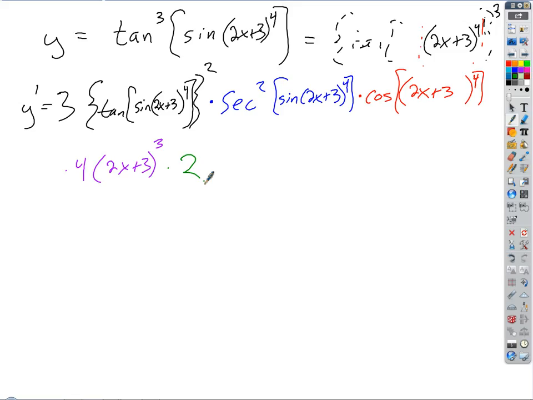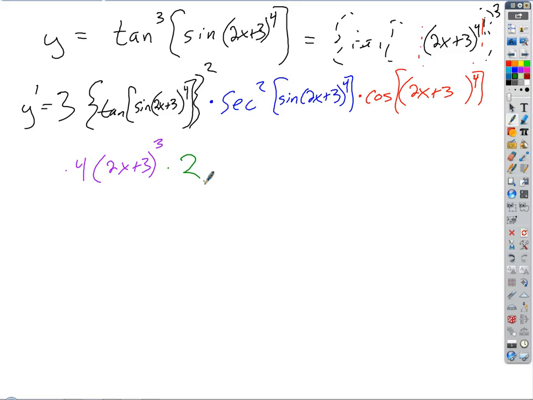And so that's our answer. Now, how many links are there in the chain for the chain rule? 5. That's where I got the 5. How many layers were there to the original function? There are 5 layers. So there are 5 links in the chain rule, right? One for each layer. You differentiate once for each layer, right?